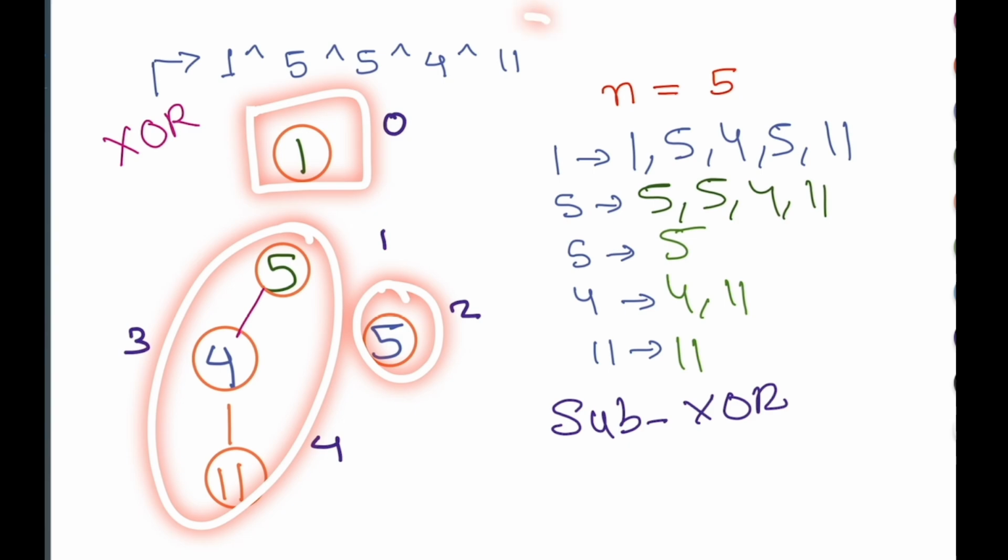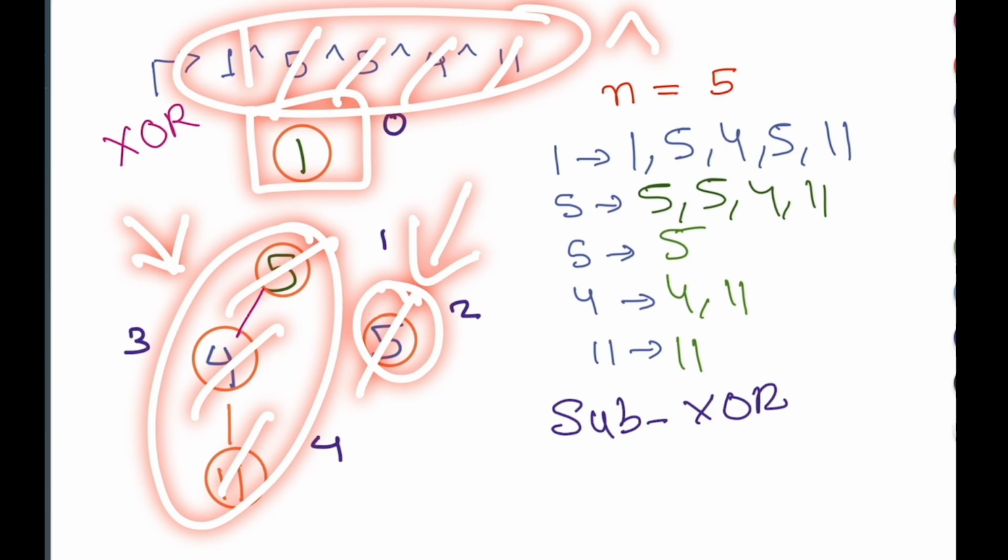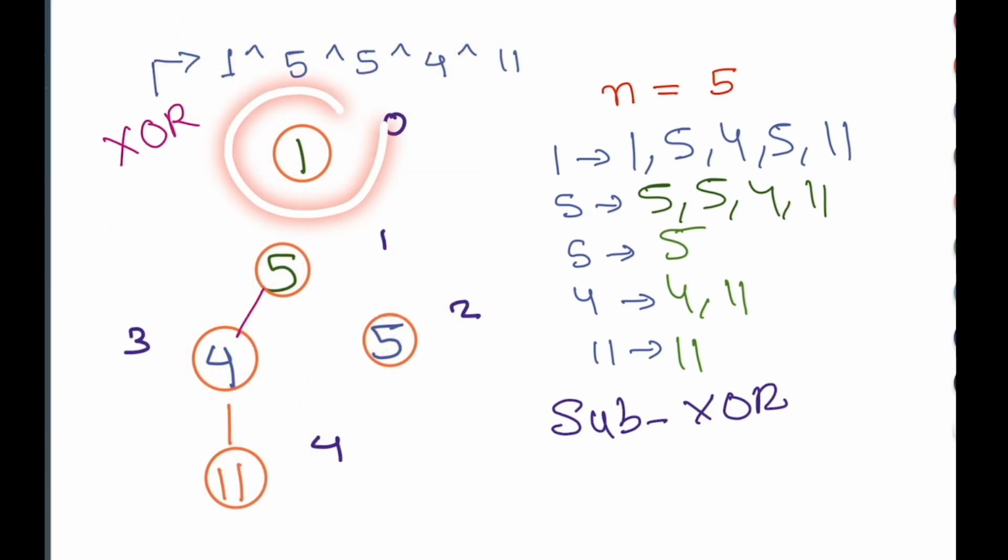How? Take the total. In the total, remove the XOR of this tree, which is 5, 4 and 11. Remove 5, 4 and 11. Take the XOR of the other tree, which is 5. So remove 5. It is going to give me the XOR of my other tree.